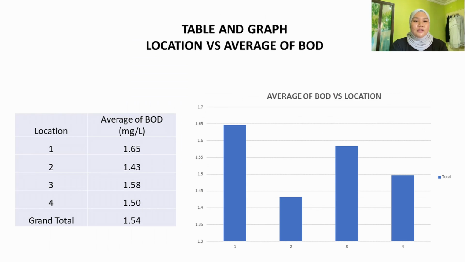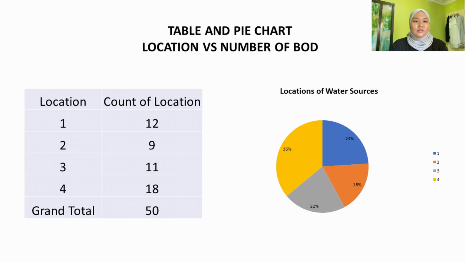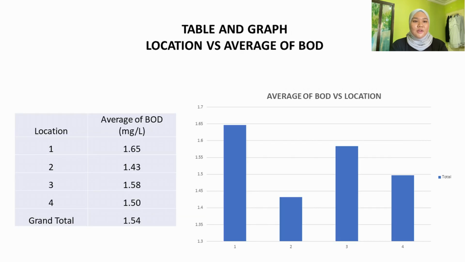This is the table and graph for all locations versus average of BOD, and also a pie chart of all locations and the number of BOD. From this graph and pie chart, we can conclude that the sample of water resources at location 1 has the highest BOD while the sample of water resources at location 2 has the least BOD.